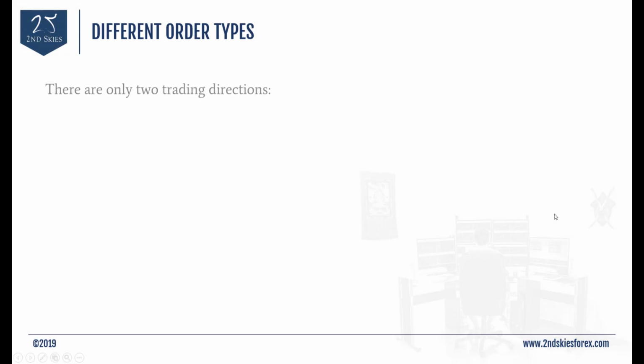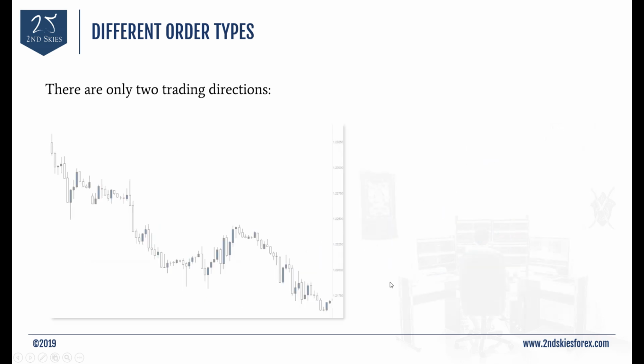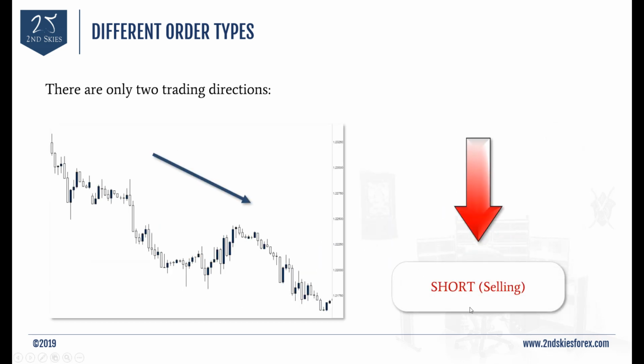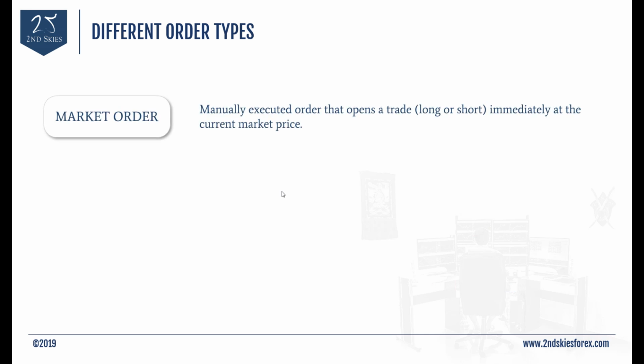Basically, there are only two trading directions in the market. The first one is to go long, which means you're buying in anticipation of a currency strengthening versus another, which means price is moving up. Or you're going short, which means you're selling in anticipation of lower prices. There are two ways to get you into such a position, either a long position or a short position, which means buy or sell.